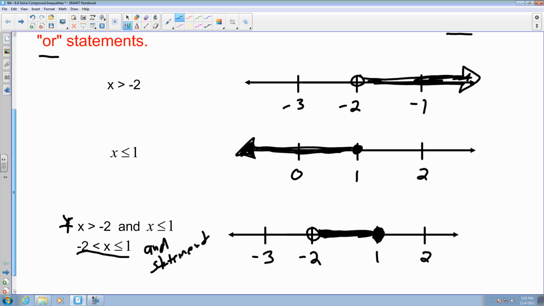And that makes sense because if you look at the top here on this graph right here, my -2 is shaded to my right, and for this graph here, the one that's at 1 is shaded to the left. And so for these statements to be true for x, it must be in between -2 and 1.